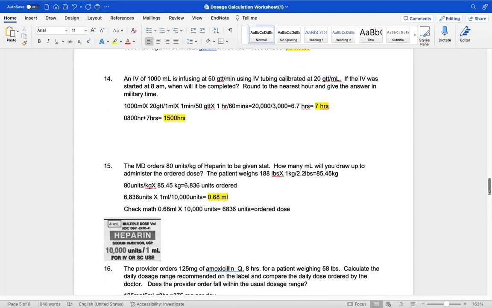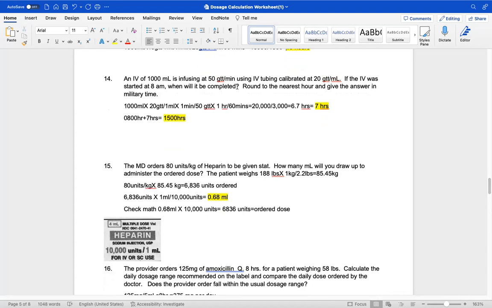Now on to number 14. An IV of 1,000 mLs is infusing at 50 drops per minute using IV tubing that is calibrated at 20 drops per mL. So this is very similar to the one that we just did. But pay attention, finish reading the question. If the IV was started at 8 a.m., when will it be completed?